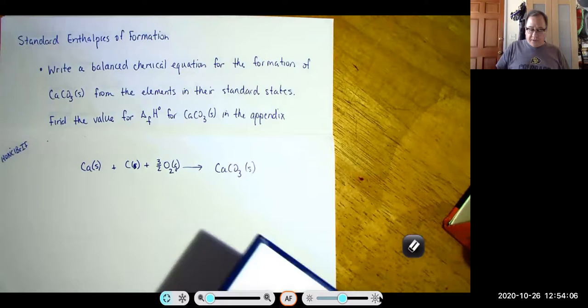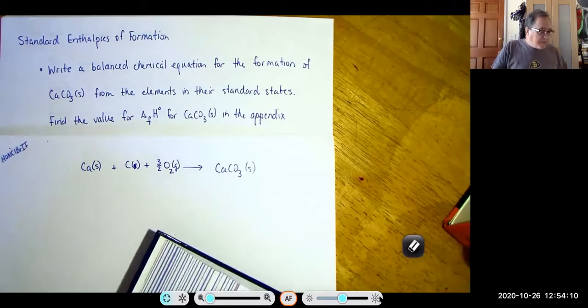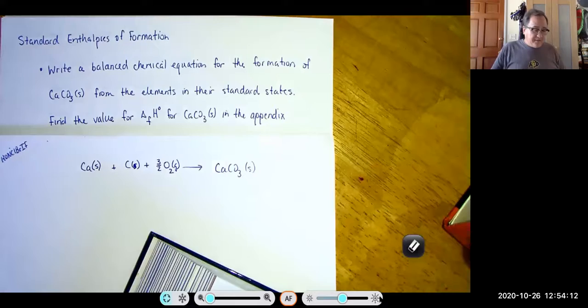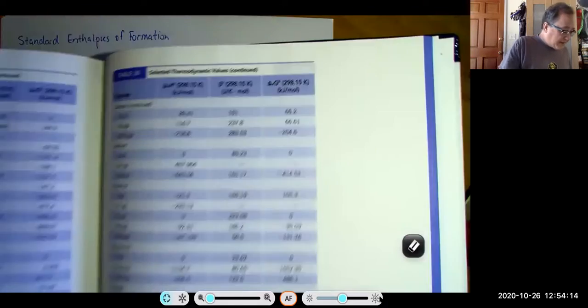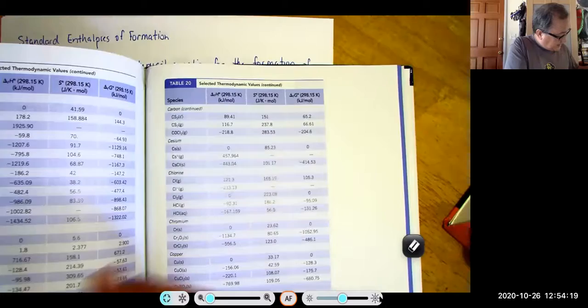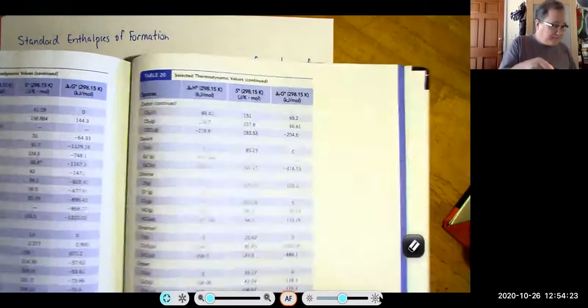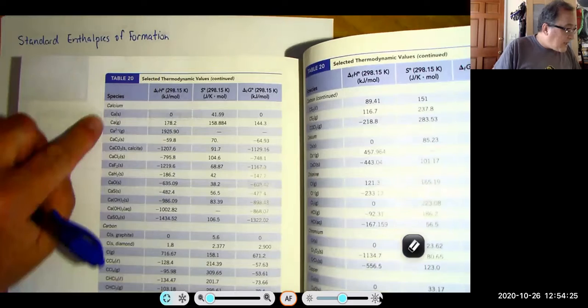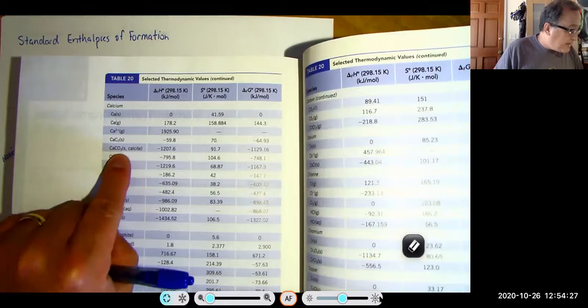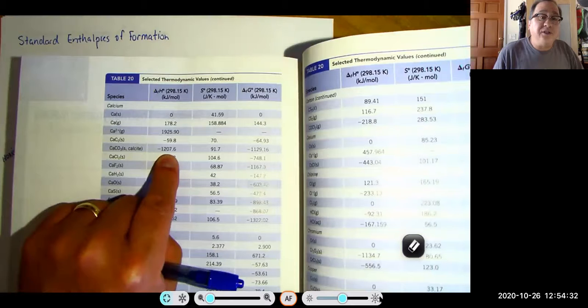And then to look it up in the book, we look in the appendix. And normally for things like this, you look them up by the name of the first element. So that'd be calcium. So here we can see right here, calcium carbonate, calcite. It's minus 1,207.6 kilojoules per mole.